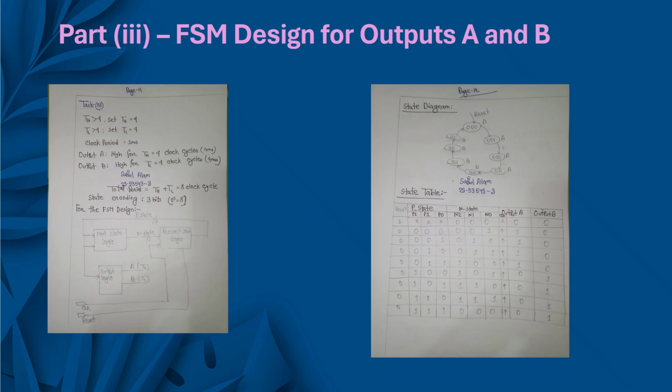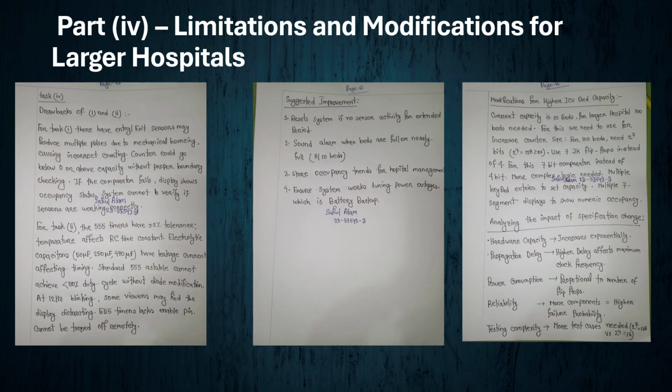So this is part 3, which I demonstrated to you. So moving to the next slide. Here is part 4, which is limitation and modification for larger hospitals.